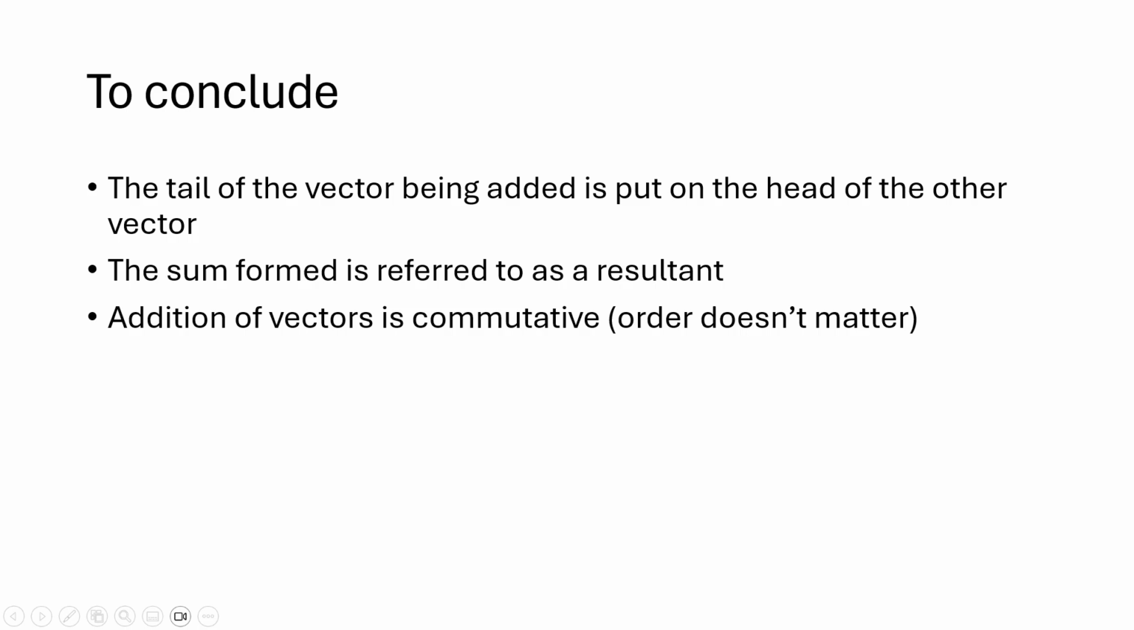Okay, to conclude, the tail of the vector being added is put onto the head of the other vector. The sum formed is referred to as the resultant. The addition of vectors is commutative, and that means that the order in which the vectors are added doesn't matter, and that's true for 2, 3, 4, or even more vectors being added. Any permutation in which you add the vectors, it will result in the same resultant vector.